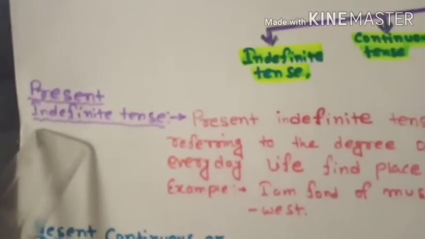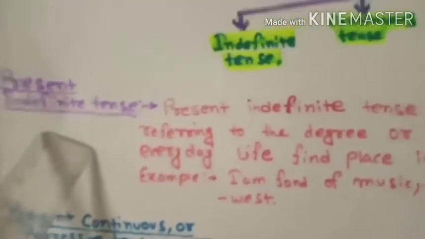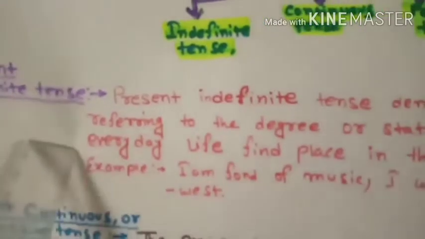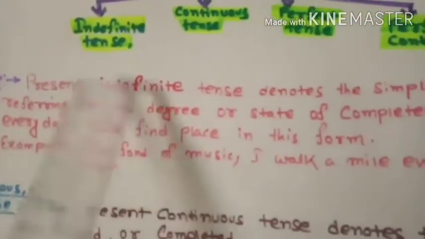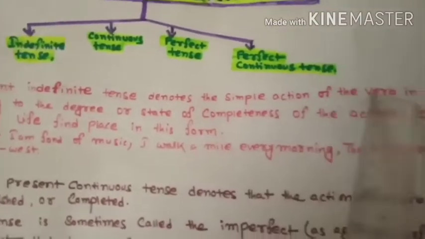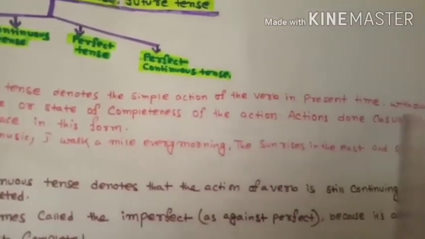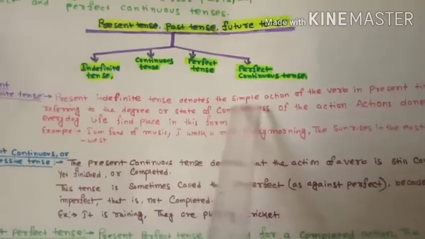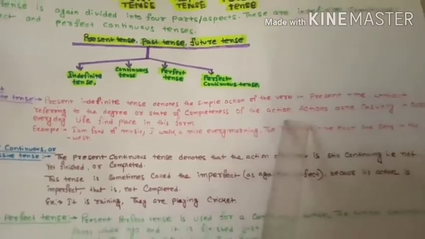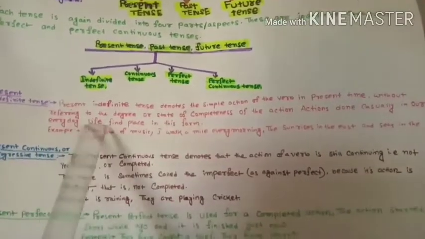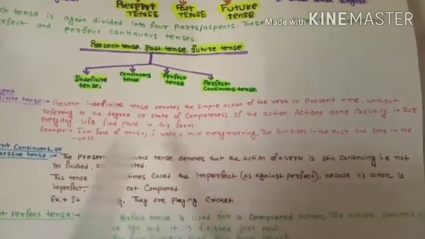We can see here it is present indefinite tense. What do we mean by present indefinite tense? The definition of present indefinite tense is like this: present indefinite tense denotes the simple action of the verb in present time without referring to the degree or state of completeness of the action. Actions done casually in our everyday life find place in this form.